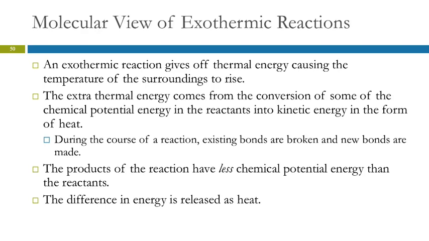So when things react, existing bonds are broken and new bonds form. So we've got existing bonds being broken, new bonds are made. The products of an exothermic reaction have lower chemical potential energy than the reactants did. So gasoline has high chemical potential energy. After it burns, the products have low chemical potential energy. The energy that was stored in the bonds is released.